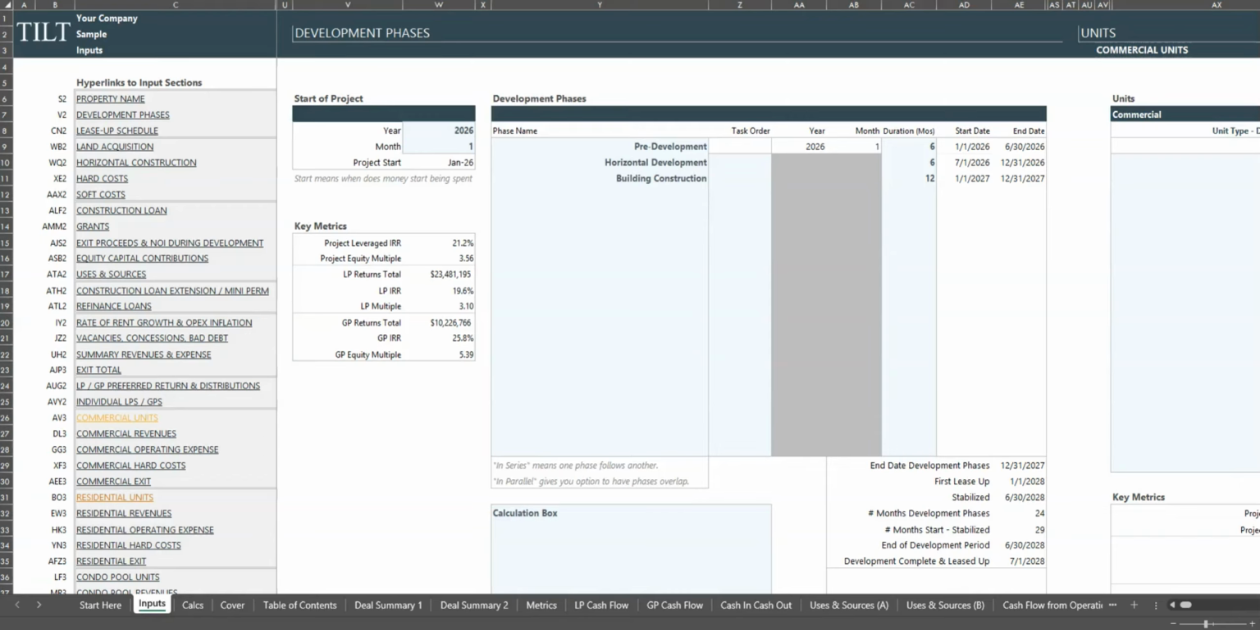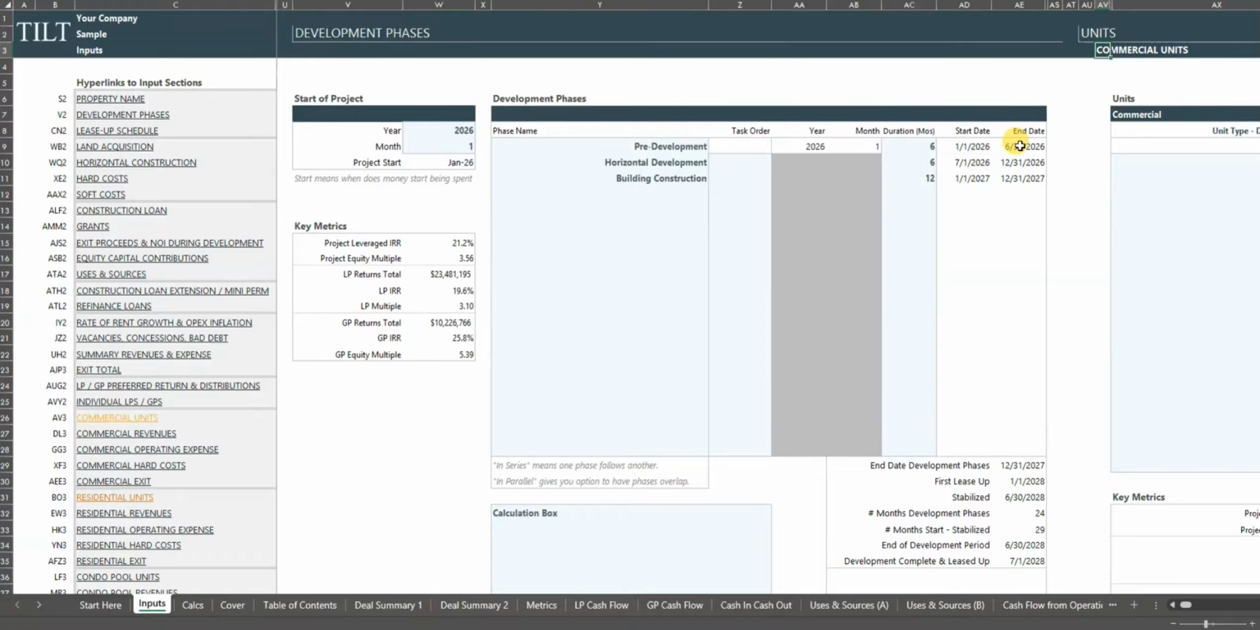So for example, let's say we hypothetically have a project that begins in January of 2026. The pre-development phase is 6 months, the horizontal development phase is 6 months, and the vertical build is 12 months. So the project runs from January of 26 through the end of December of 2027.